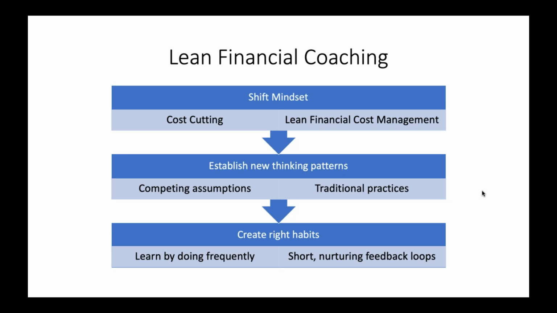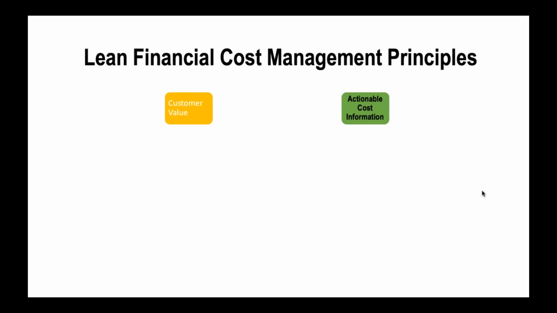The way you do coaching is by having some guiding principles. And you use the guiding principles to drive the everyday learning. So what are the lean financial cost management principles necessary for value stream costing to be successful? On the left side, you see the 5 principles of lean. And on the right side, you're going to see the corresponding cost management principle. The first principle of lean is customer value. So what we want to deliver inside the organization is actionable cost information. Cost information that can be used to take true action inside the business to influence and change that cost.